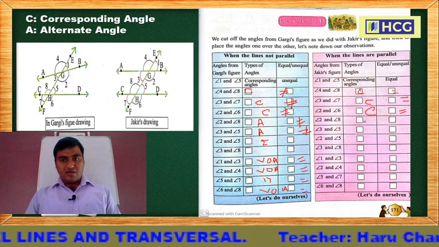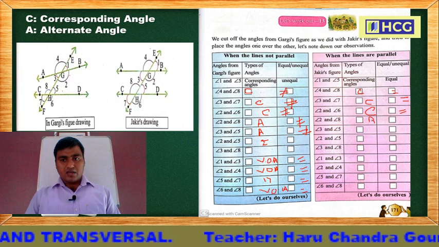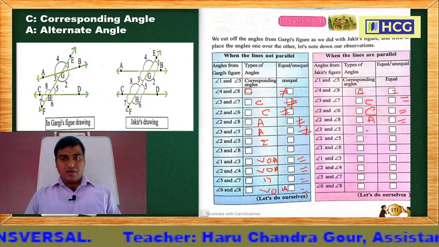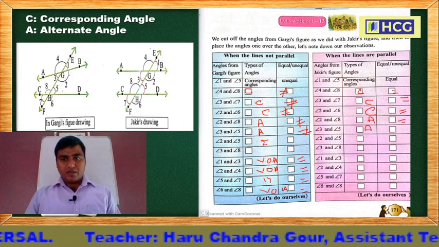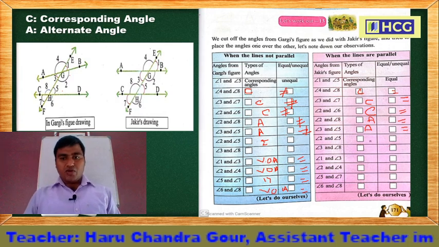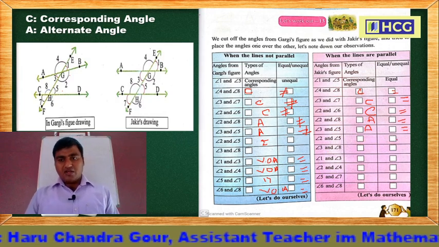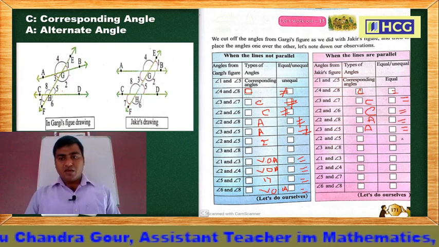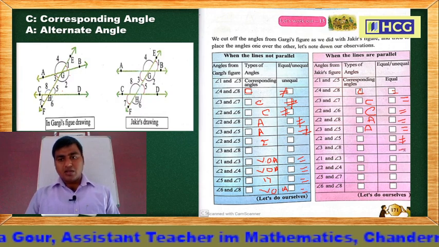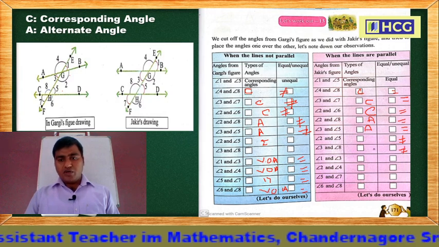Angle 2 and angle 8 are alternate angles, equal. Angle 3 and angle 5 are alternate angles, equal. Angle 2 and angle 5 are co-interior angles, and angle 3 and angle 8 are co-interior angles. These two angles may not be equal. Right? Unequal. Co-interior angles.